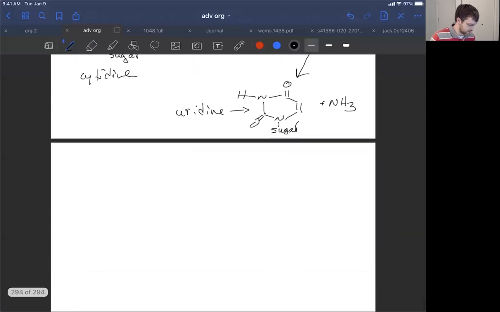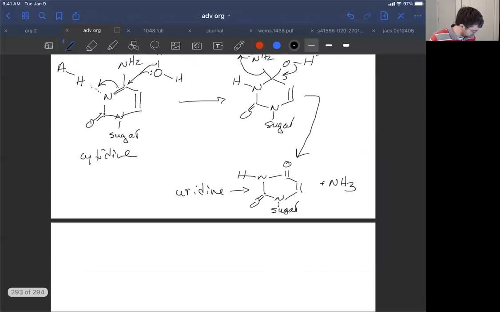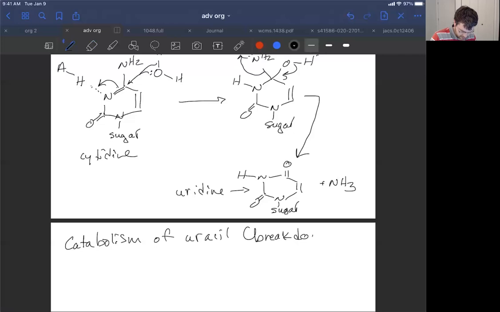What happens to uridine? Sorry, I don't mean to hammer through that too quickly. So let's look at the catabolism of uracil, which is ultimately going to provide us with some insight into the breakdown of the nucleoside uridine. So uridine is the nucleoside, and the basic component of uridine is uracil.